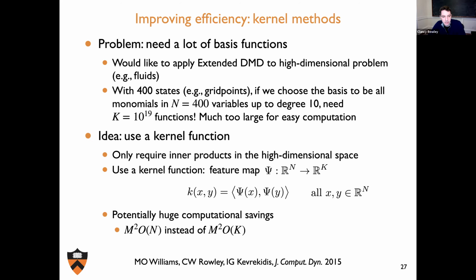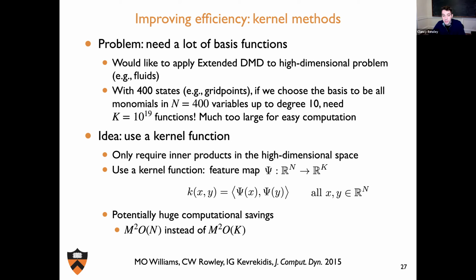So one idea to make this method work in higher dimensions is to use kernel functions. This is a trick from machine learning. This extended DMD method only requires inner products in the high dimensional space. High dimensional meaning dimension k, the 10 to the 19 dimensional space. So if all you need is inner products, then you can use a kernel function, which has associated with it a feature map. So there's a feature map that maps you from your state space, 400 variables, to the feature space, 10 to the 19 variables.